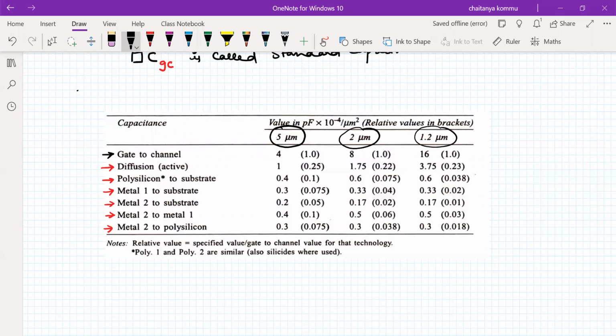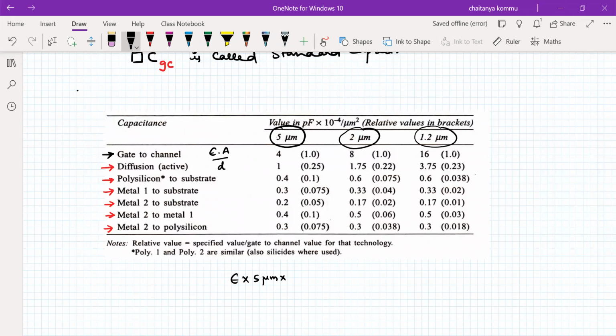So what is the gate to channel capacitance? We just have to apply the formula epsilon naught into epsilon divided by A into D. What is the A here actually? Area. Area is nothing but length times width. Epsilon, we know that. Length is 5 micron, and width is, for example, five micron somewhere else, depending upon what kind of area we have considered for this one.